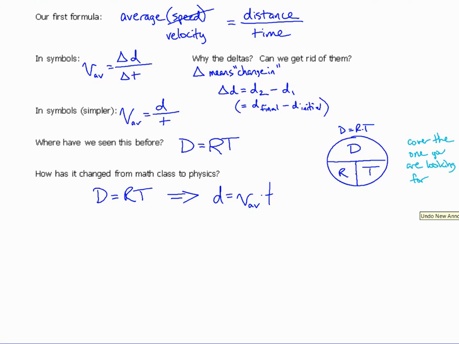If, for example, I want to know the speed or the rate, the velocity, that's r, I'm going to cover it up, and what I have is distance divided by time. Same thing if I would like to know the time. Cover up time, and what we have is distance divided by rate. Just a helpful tool for visualizing how to rearrange these formulas.